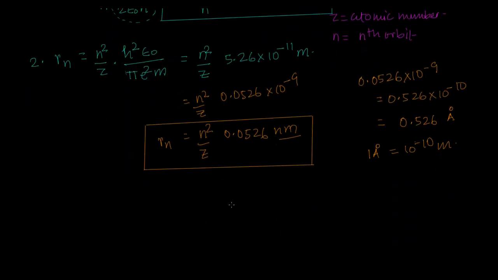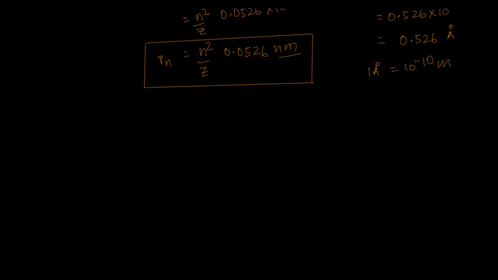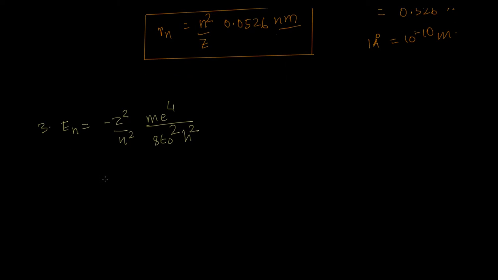The third one was about the energy, and if you remember, we had boiled it down to an electron volt. So it was actually minus Z squared upon n squared into m e to the power 4 upon 8 epsilon naught squared into h squared. But this can be boiled down to a very, very simple equation, and that is En is equal to minus Z squared upon n squared into 13.6 electron volt.